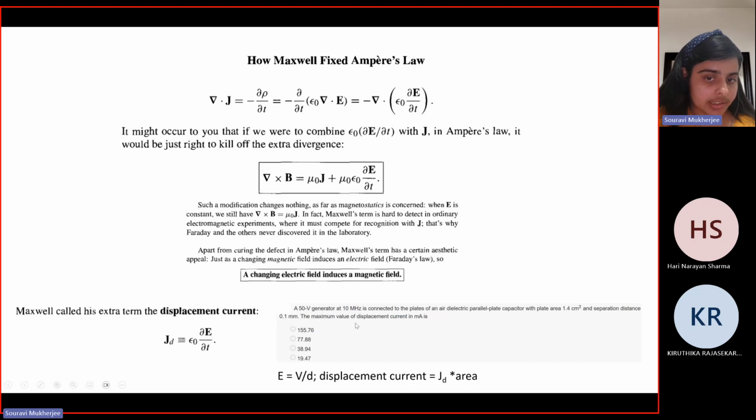Now the question asks for the displacement current, right? In milliamperes, you have to understand that here you have this area involved. So when you first do it, it is in terms of current per unit area. So now when you have to find the net displacement current, you have to finally multiply by the area. So that will give you the displacement current in amperes, right? The net displacement current. So that is how you have to answer this kind of question. If the electric field is not directly given, try to find it from the potential.